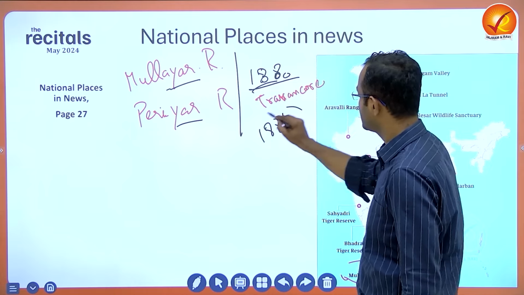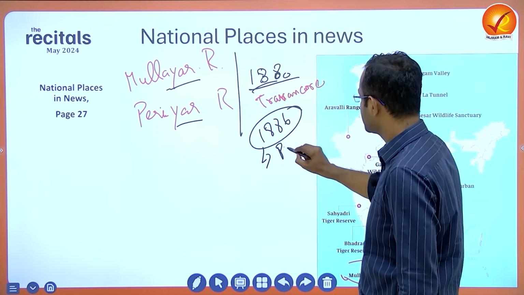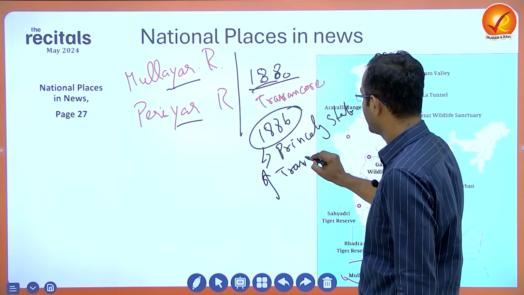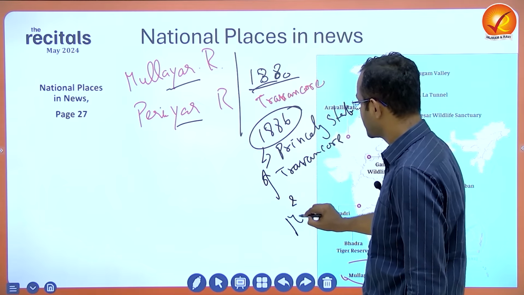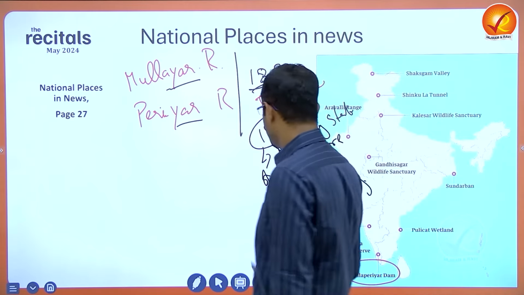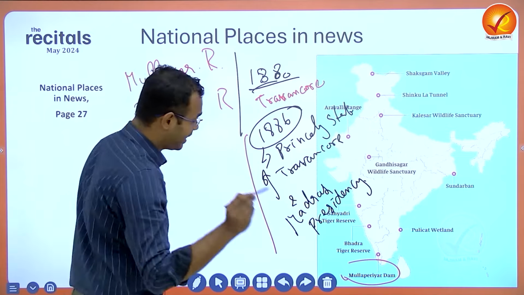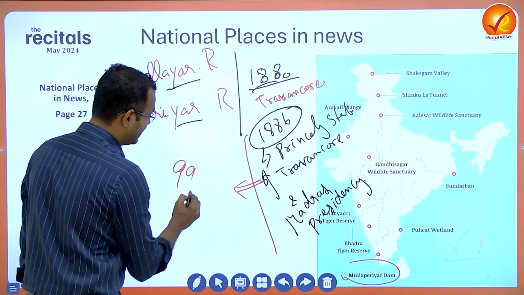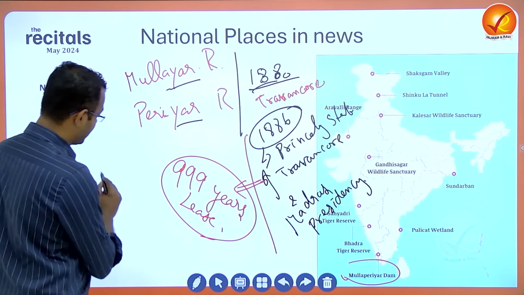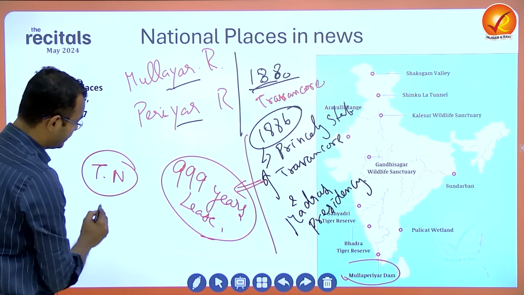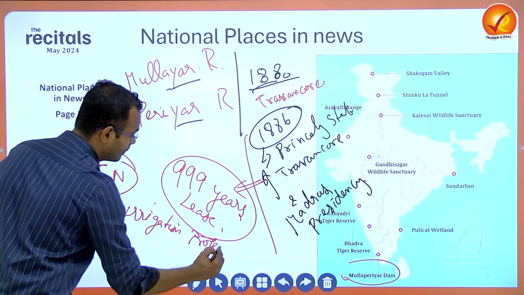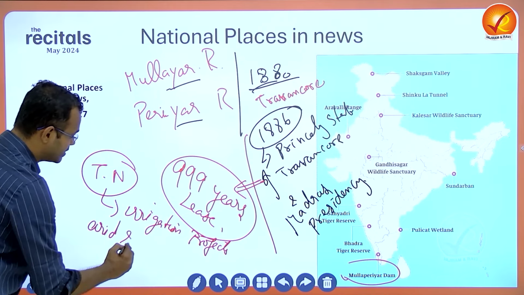And in 1886, under the treaty, the princely state of Travancore and Madras Presidency entered into an agreement. Through this agreement, a lease was made. The lease gives the right of 999 years, and it gives the state of Tamil Nadu the right to use the rivers to construct irrigation projects to provide water to arid regions of Tamil Nadu.